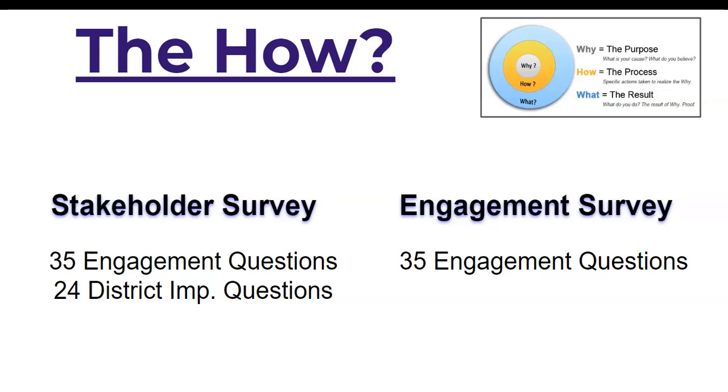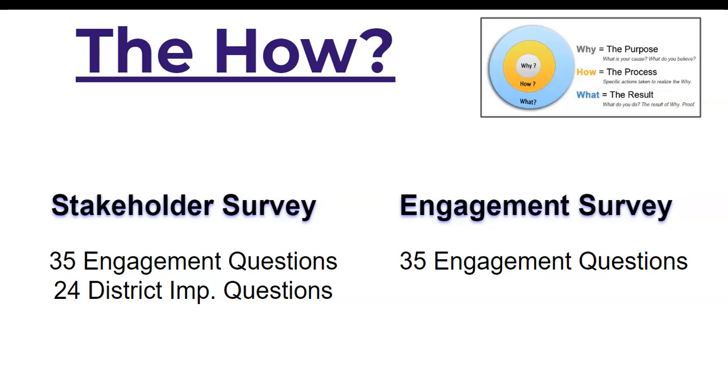To administer the survey with your students, you're going to be asked to complete one of the two surveys up here, either the stakeholder survey or the engagement survey with your students, depending on your circumstance and your schedule of the day. The stakeholder survey is the larger version of the survey. It has 35 engagement questions in it. Those engagement questions are the questions that are teacher specific. So the students are answering questions about how they feel about you as a teacher and how the class is run. Then it also has 24 district improvement questions.